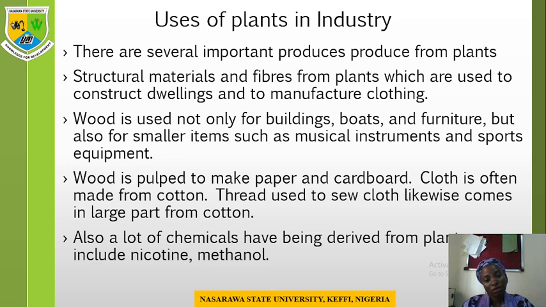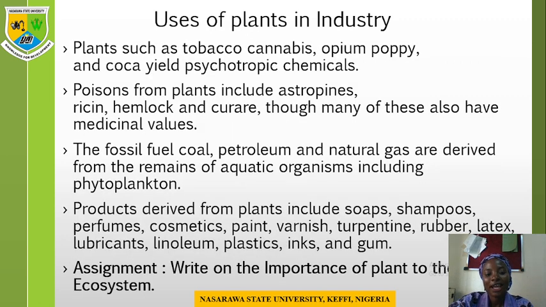These chemicals include nicotine and methanol. All these are key in the activities of man. Plants such as tobacco, cannabis, the opium poppy, and coca yield psychotropic chemicals. Poisons also come from plants, which include atropine, ricin, and hemlock, and they are also of great medicinal value.